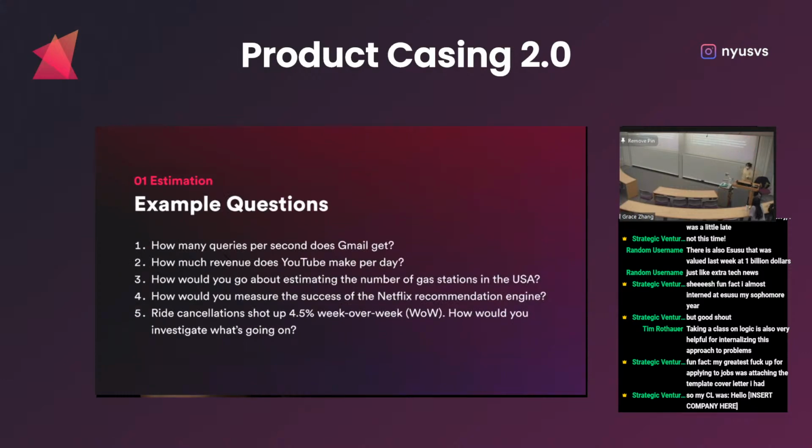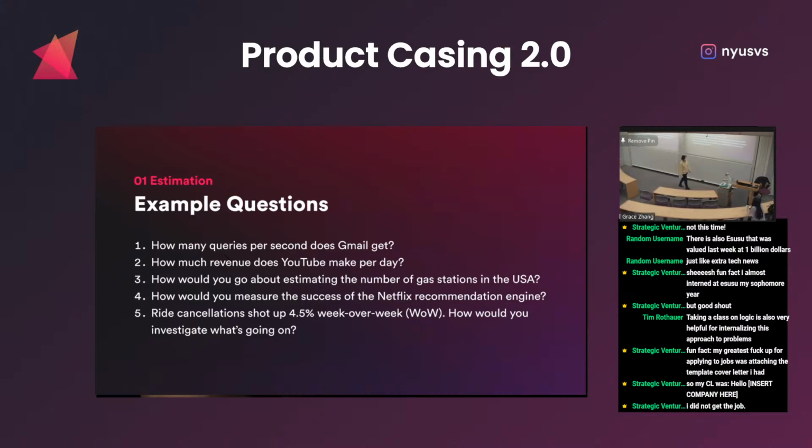Okay, so back to example questions. Does anyone have a favorite out of these 5 that we can go through? Just shout out a number, 1 through 5. 4. We like 4. Okay. So 4 is a little tricky. 4 is how would you measure the success of the Netflix recommendation engine?